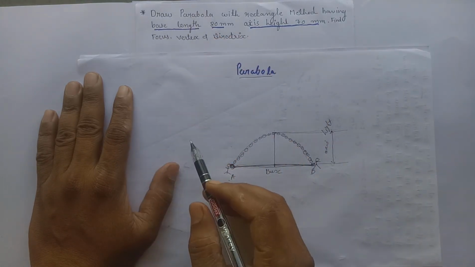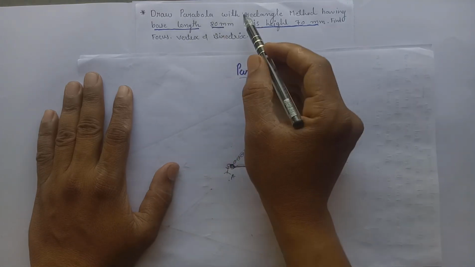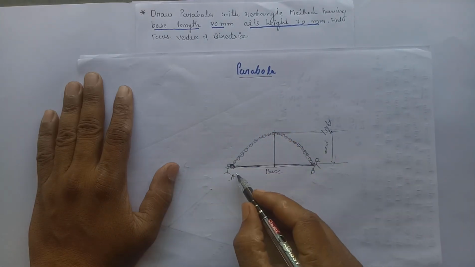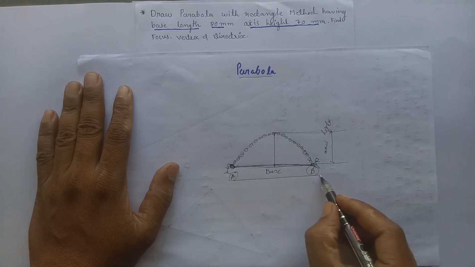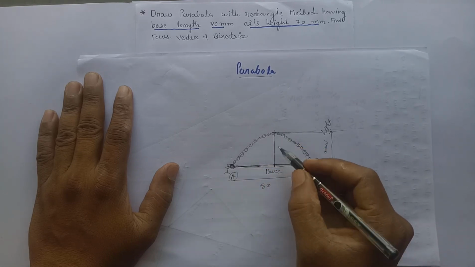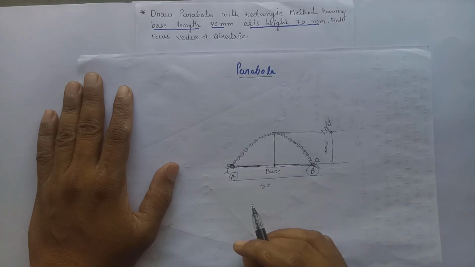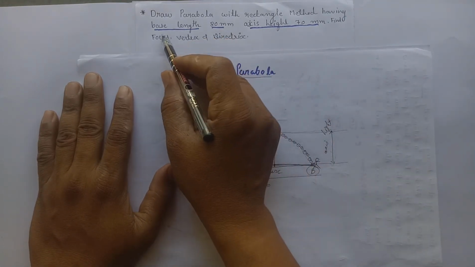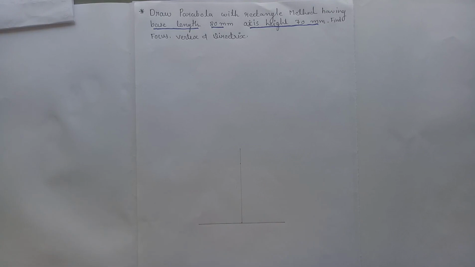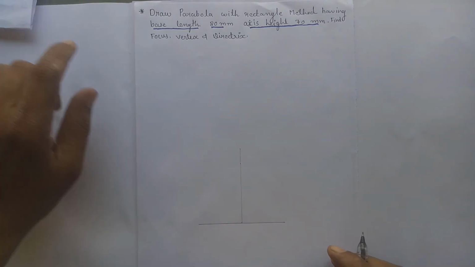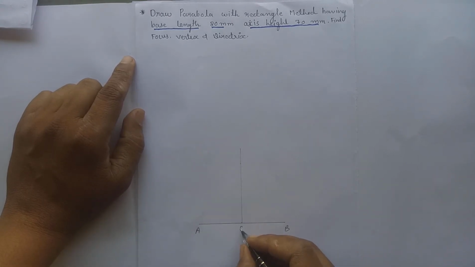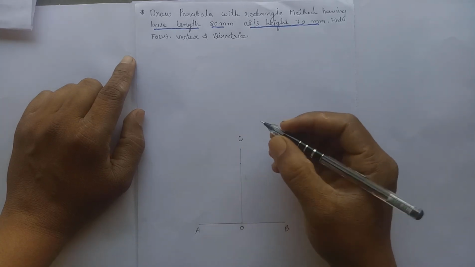So in this data also it is given that draw the parabola with rectangle method having base length 80 mm, axis height 70 mm. So in this example, let us say that the distance covered by the ball on the ground is 80, and the maximum height covered by the ball in the air is the axis height of the parabola. So let us draw this data: base length 80 mm, axis height 70 mm. So AB will be the base of the parabola, and let us say that OC will be the axis height of the parabola.